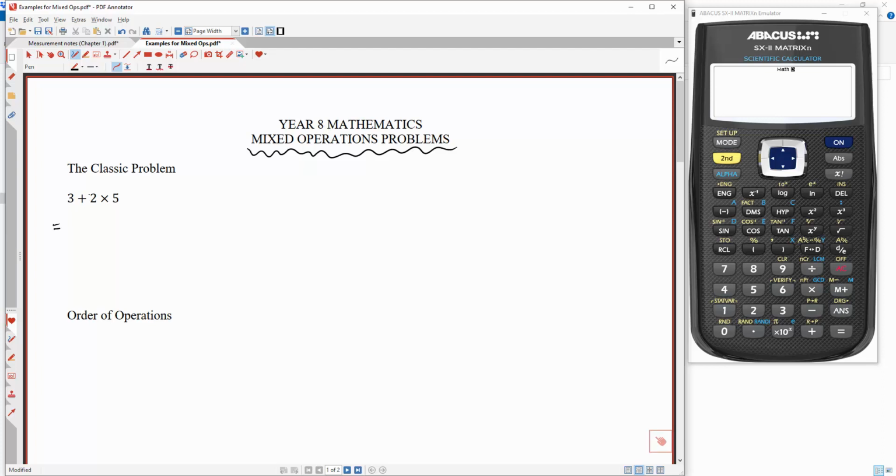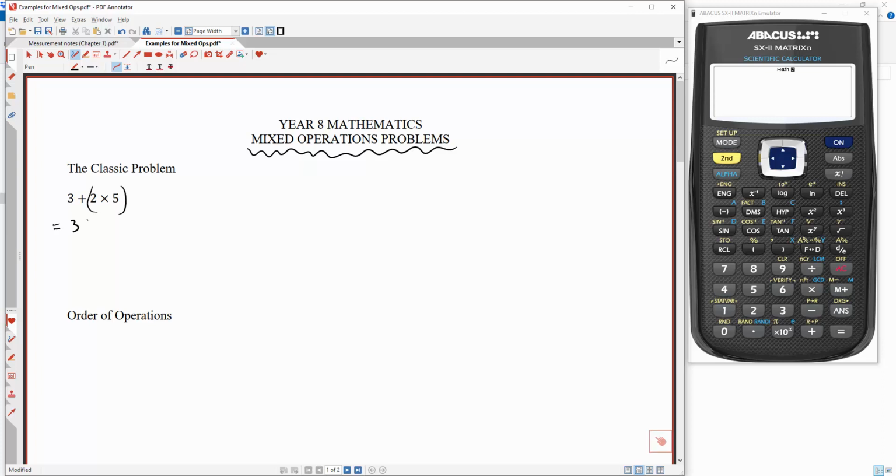Now the mistake many students will make, or even some adults, will be to actually do the operations in order left to right, which kind of makes sense. That's the way we usually do things, moving left to right. But actually, there's an order that's specified in maths that you have to do problems. So for this problem here, we'd have to do the multiplication first.